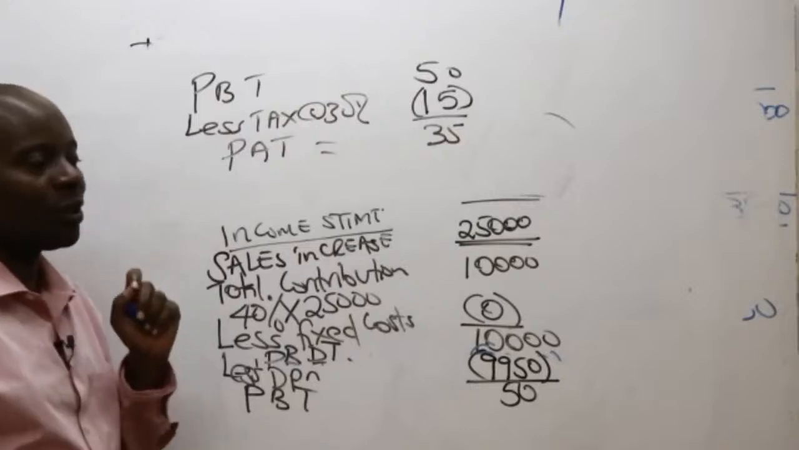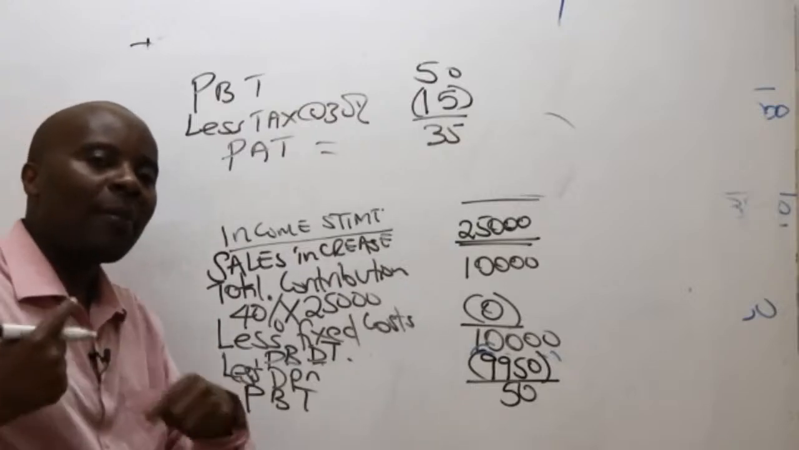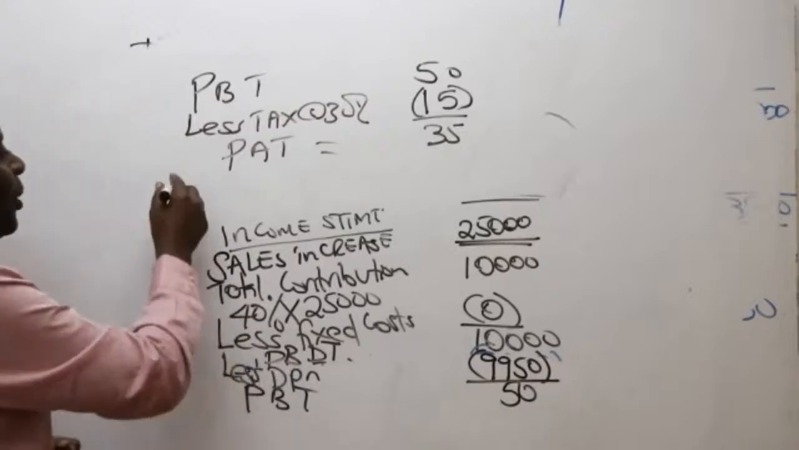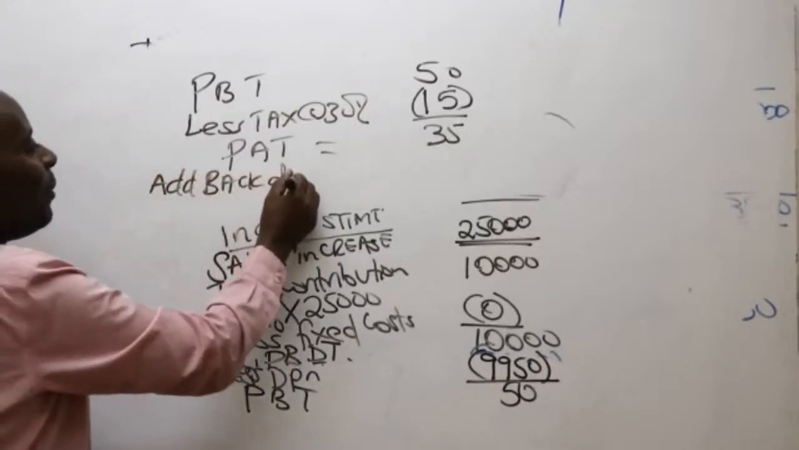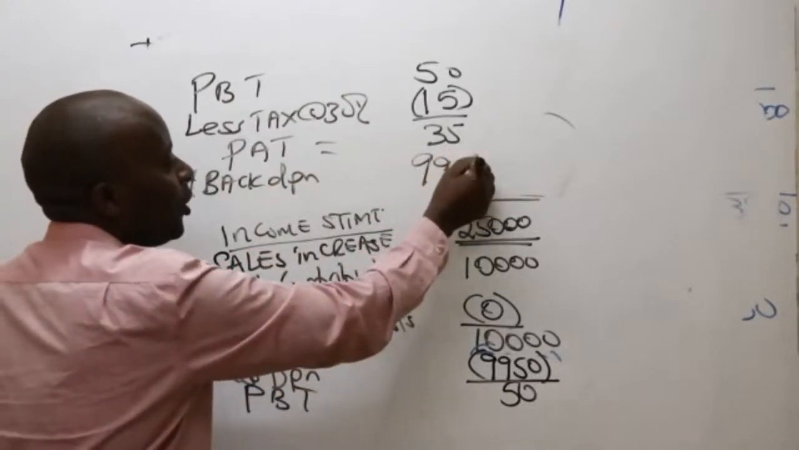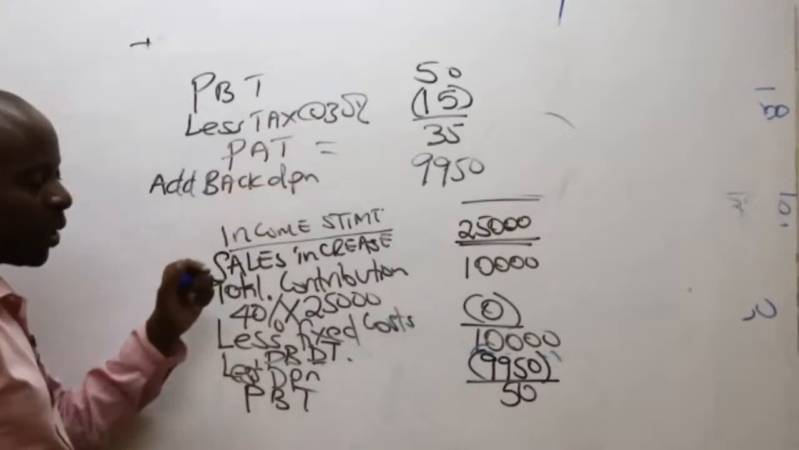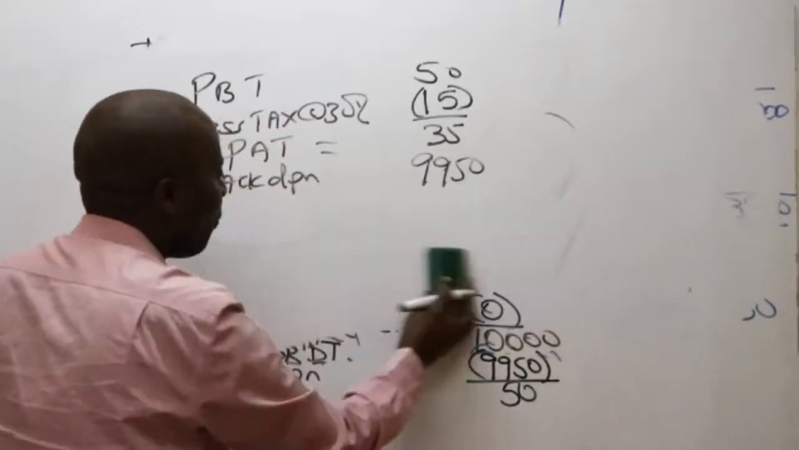Once I get my profit after taxation, I need to come and add back the depreciation again. So you say add back depreciation of 99.50. So once you add like that, what are we going to get at the end of the day as our cash flow per annum?